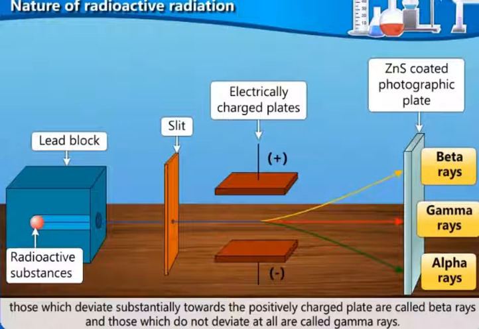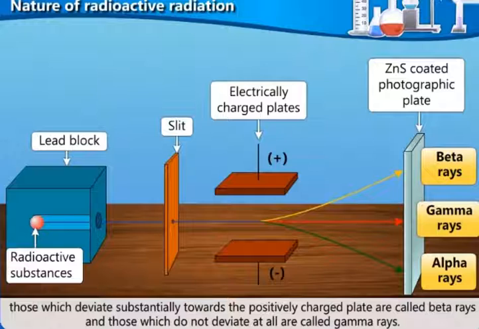So what are alpha rays? Alpha rays are positively charged radiations. So because they are positively charged radiations, they will deviate or turn or move towards the negatively charged plate, as you can see in the diagram. Whereas the beta rays are negatively charged radiation, so they will move towards the positive plate. That's why they went upwards. Alpha rays, they moved downwards.